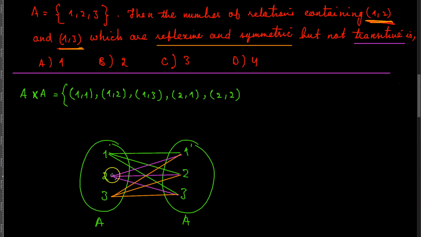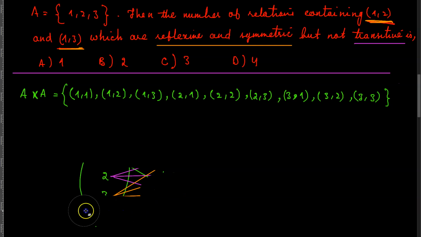And that is all: 1 to 1, 1 to 2, 1 to 3, 2 to 1, 2 to 2, 2 to 3, 3 to 1, 3 to 2, 3 to 3. And that gives me 3 times 3, 9 ordered pairs: (1, 1), (1, 2), (1, 3), (2, 1), (2, 2), (2, 3), (3, 1), (3, 2), and (3, 3). That is the Cartesian product of A and A.